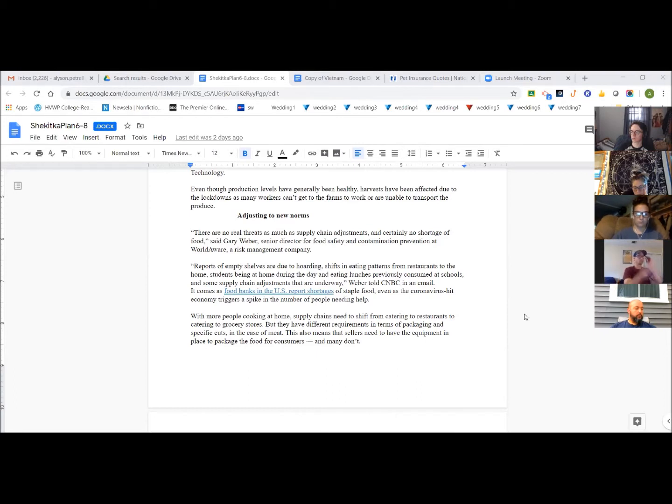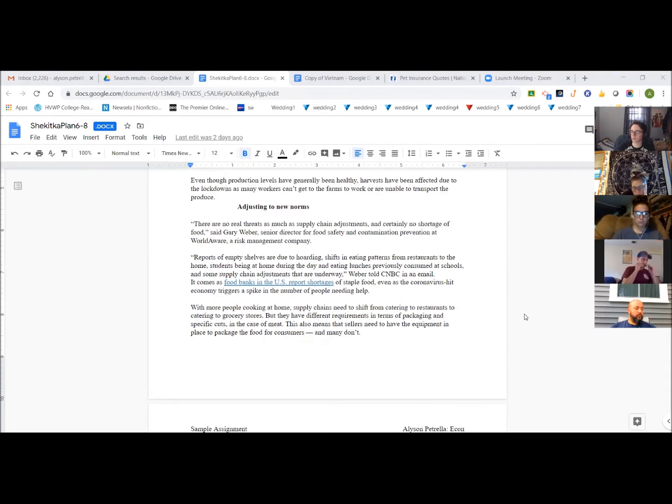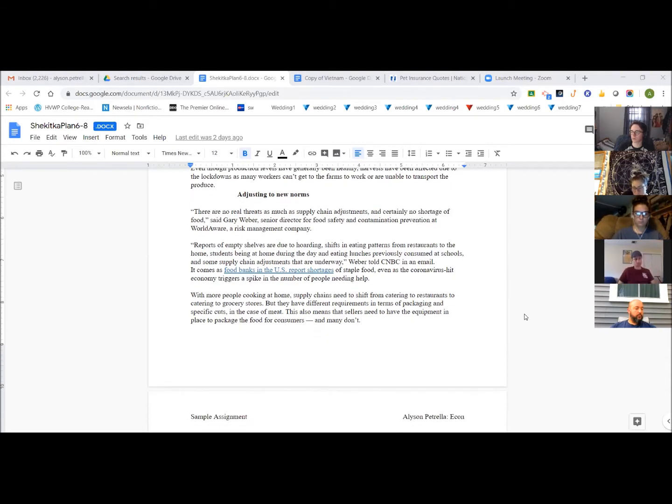It comes as food banks in the US report shortages of staple food, even as the coronavirus hit economy triggers a spike in the number of people needing help.